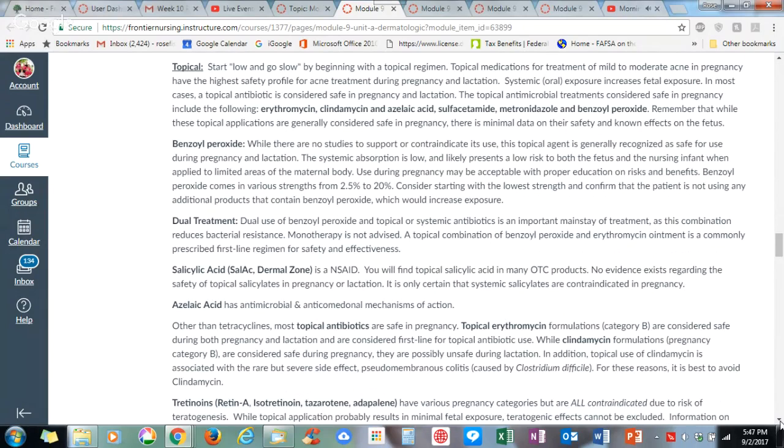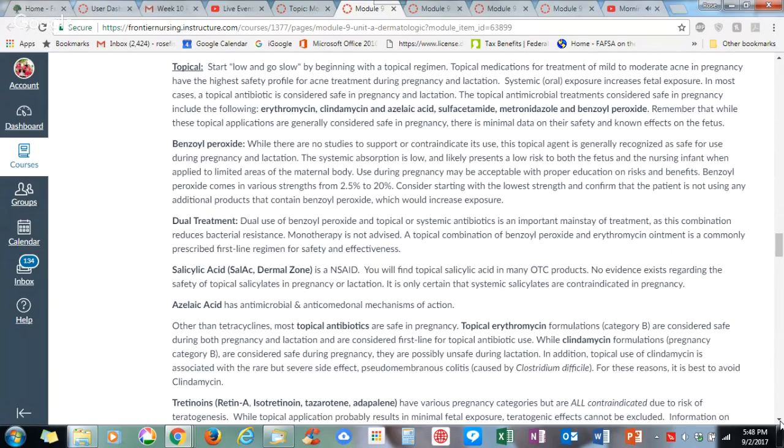Dual treatment, dual use of benzoyl peroxide and topical or systemic antibiotics is an important mainstay of treatment as this combination reduces bacterial resistance. Monotherapy is not advised. A topical combination of benzoyl peroxide and erythromycin ointment is a commonly prescribed first-line regimen for safety and effectiveness.